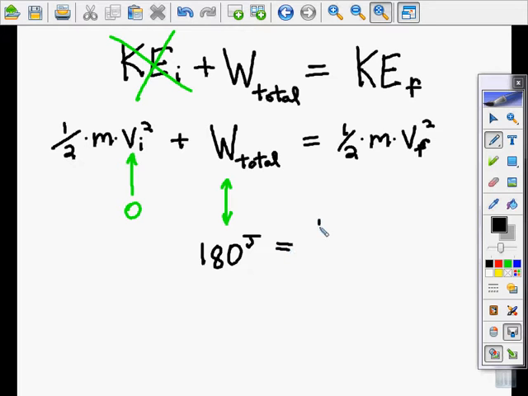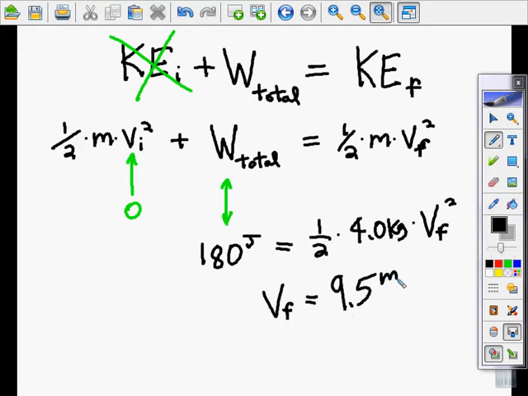And that's going to equal 1/2 times the mass of the object, which is 4 kilograms, times the final velocity squared. So if we solve this for the final velocity, once again, we're going to get the square root of 90, which is roughly 9.5. Woohoo! I told you it would work.